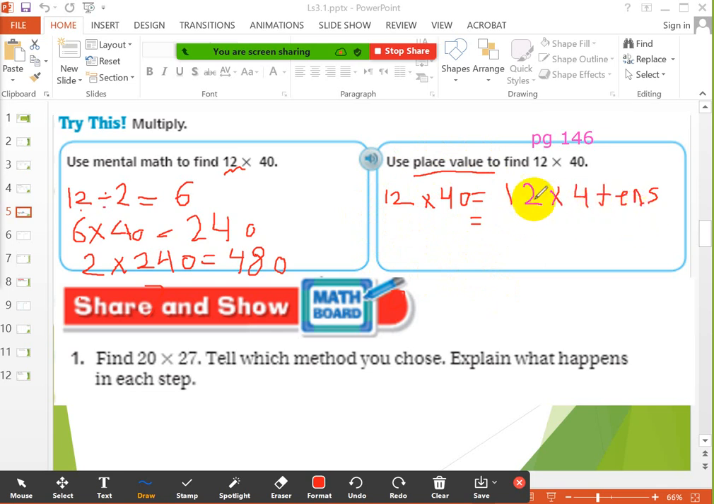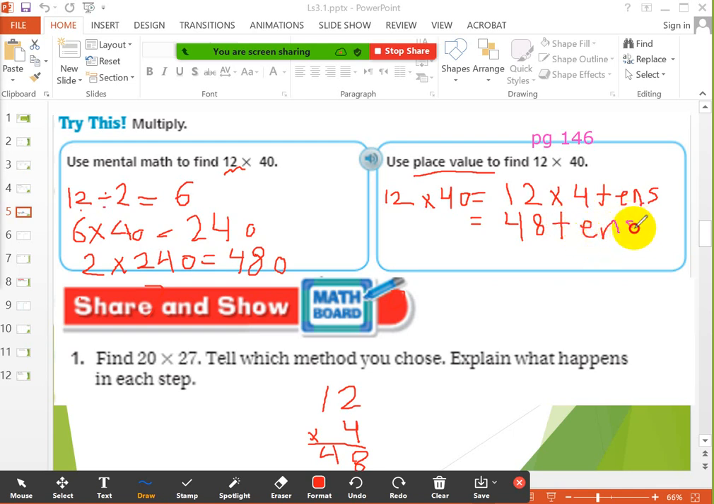Now 12 multiply 4, it's very easy for me, right? So I can multiply 12 with 4 by using regrouping. Let's find the answer. 4 multiply 2 equals 8. 4 multiply 1 equals 4. So the answer for this multiplication will be 48 what? 48 tenths, right?